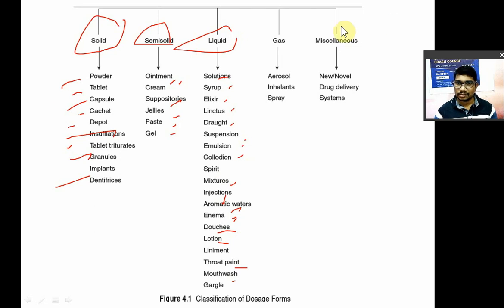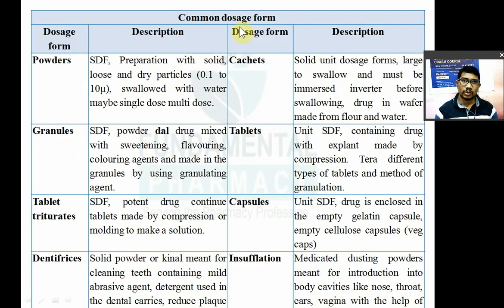Gases or gaseous dosage form. You know, aerosol is gaseous. Inhalation and spray, that is gaseous. In miscellaneous dosage form, there is NDDS, novel drug delivery system. We'll see it one by one. You should also know the definitions, because sometimes one question comes from this. Common dosage form: so what do you mean by powder?